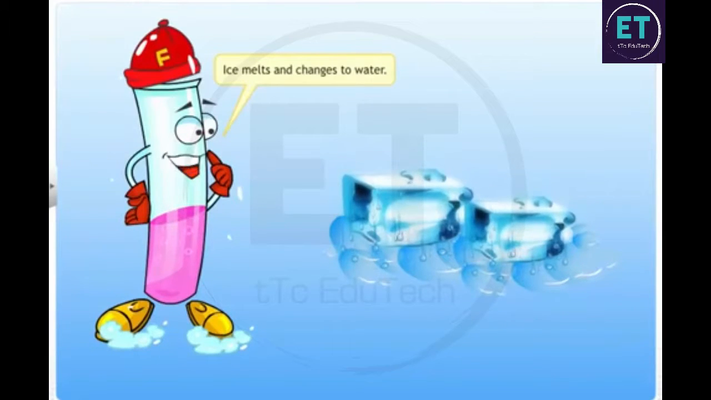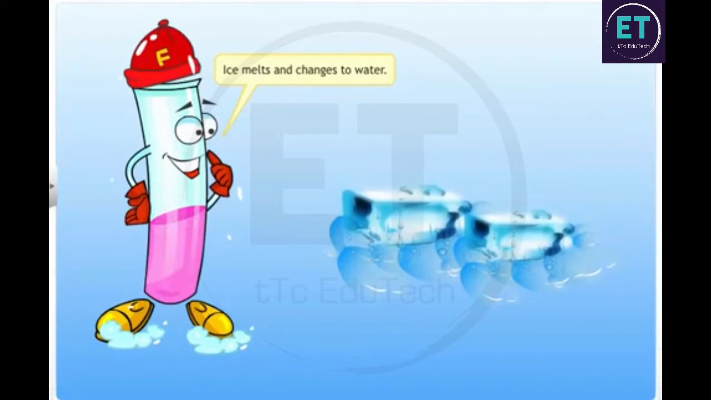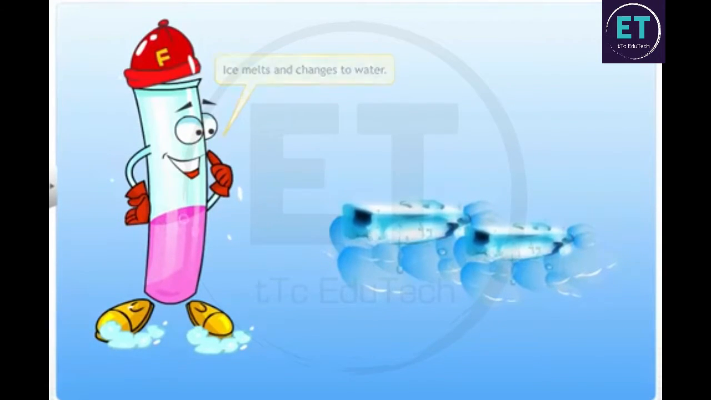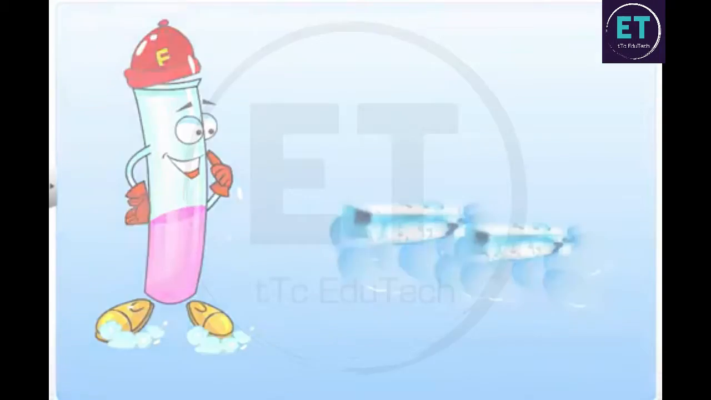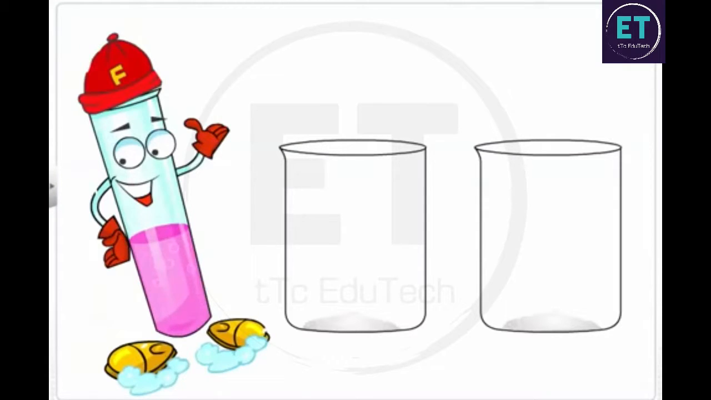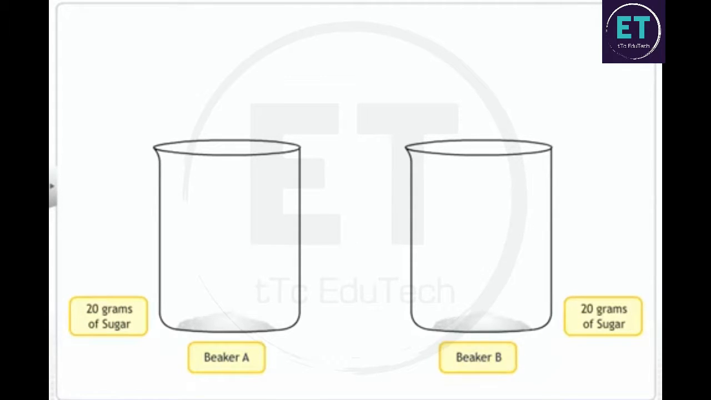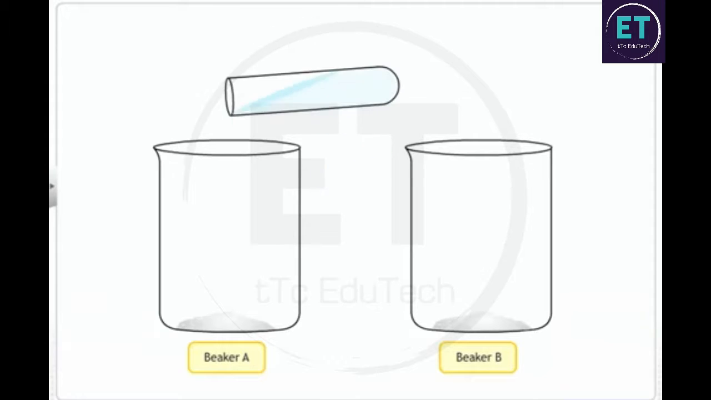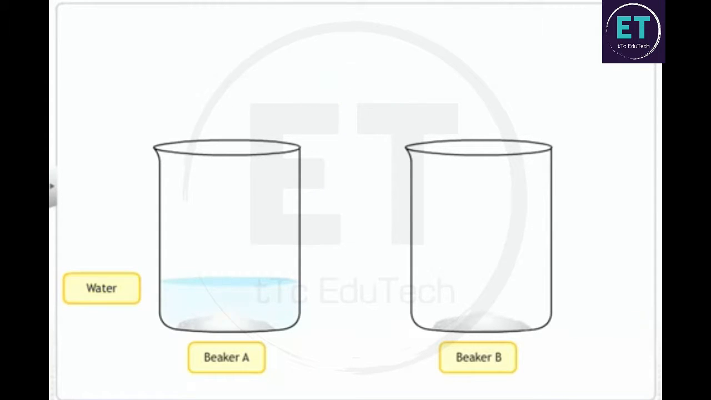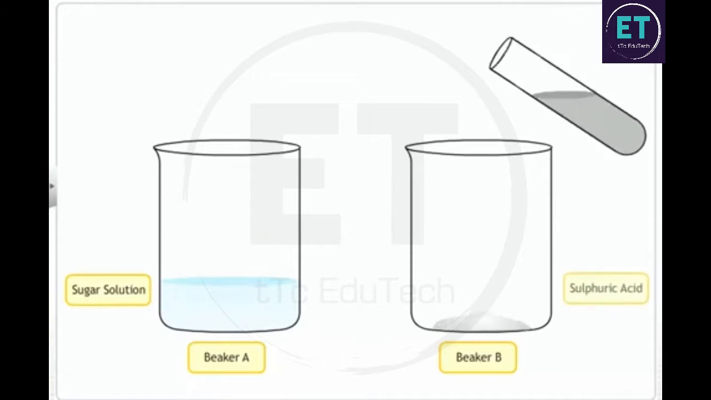Ice melts and changes to water. Yes, there is a change in the state of the ice cube. Now, let's do a small experiment. For this, we need to take two beakers with 20 grams of sugar and label them as A and B. Let's add some water to beaker A and stir it. In beaker B, we will add a little sulfuric acid.